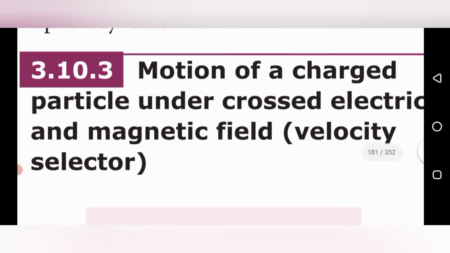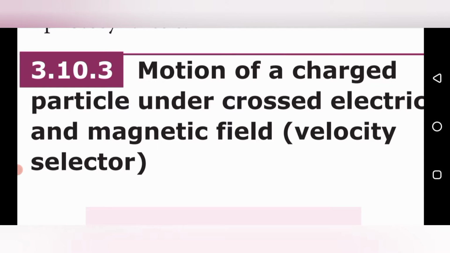In this lesson, it is a continuation of the last class. Last class we discussed the motion of a charged particle in a uniform magnetic field. Now we will discuss the motion of a charged particle in electric and magnetic fields together, that is crossed electric and magnetic fields.